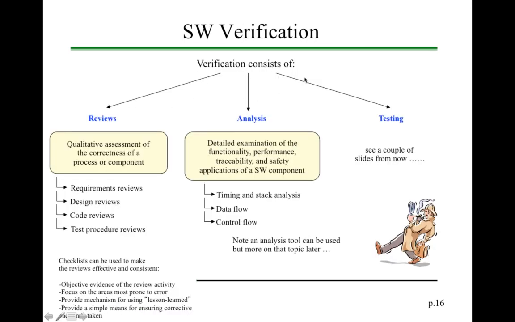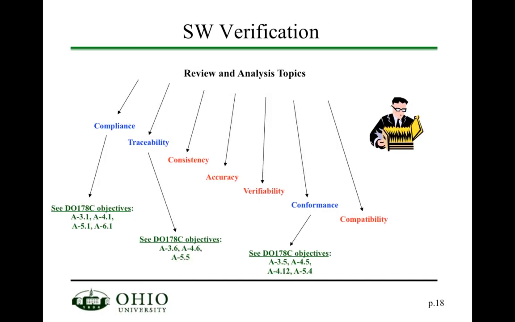So the third verification activity was testing, and we'll talk about that some more towards the end of this section. If you look at the topics of review and analyses, I've broken it down according to the buzzwords, the attributes that you saw mentioned in the objectives, like compliance and traceability, and we've talked about this before.